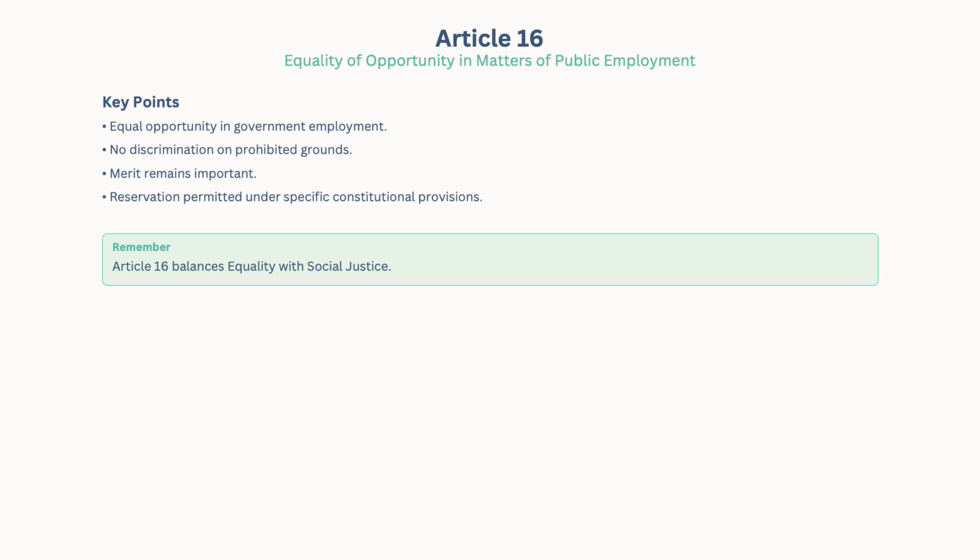Now, reservations under Article 16. There are reservations with regard to equality of opportunity. There are reservations for backward classes. They also guarantee adequate representation, and reservation in promotion is also in existence, and these are constitutional safeguards.